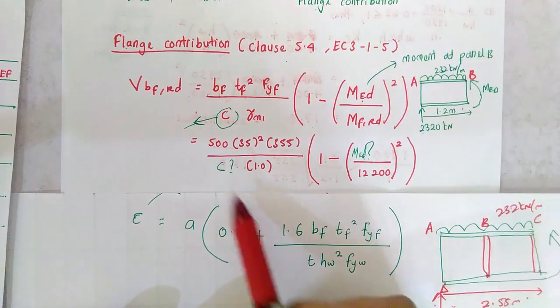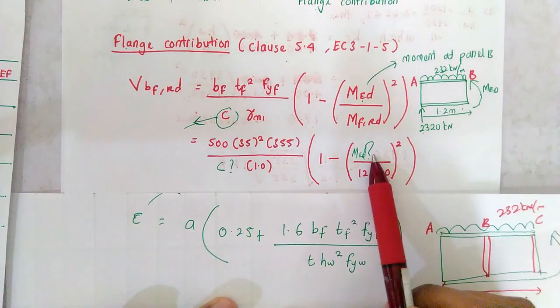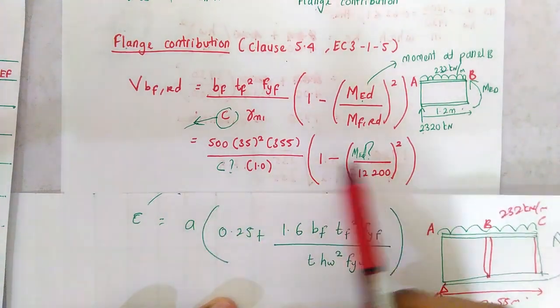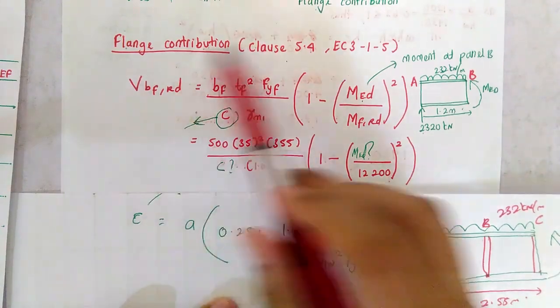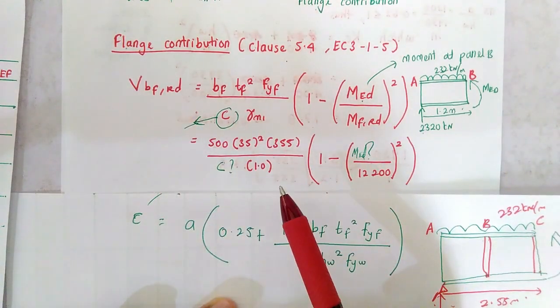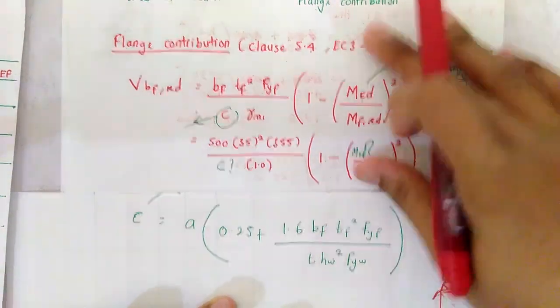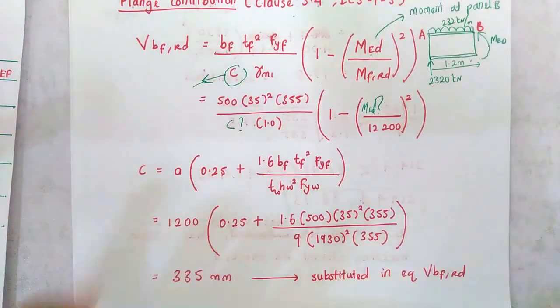All right, so now you know what is C and you know what is MED, because those are the parameters that we need to find to complete the check for flange contributions. Okay, so let's go to the next one.